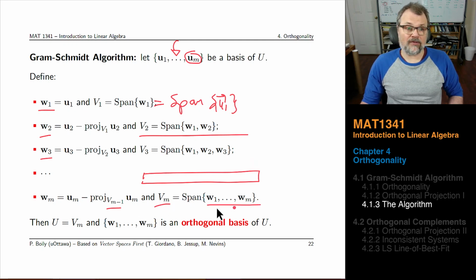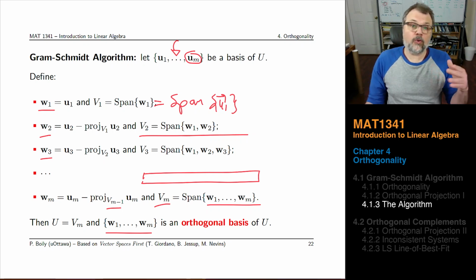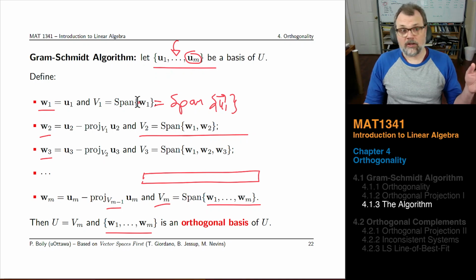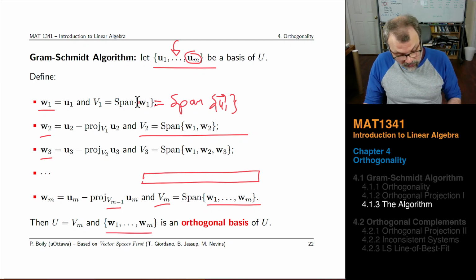Then u and vm are the same spaces, so you haven't changed the space, but w1 to wm is now an orthogonal basis of u, not just a basis. Now, if u was orthogonal to start with, this process doesn't change the orthogonality relation. But if it wasn't, now we still have a basis with the added bonus that it is orthogonal.